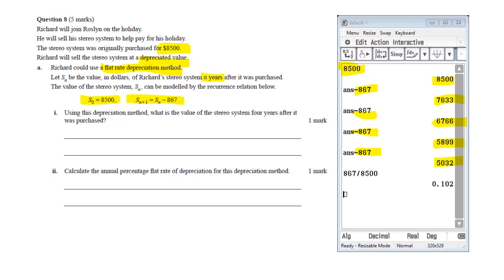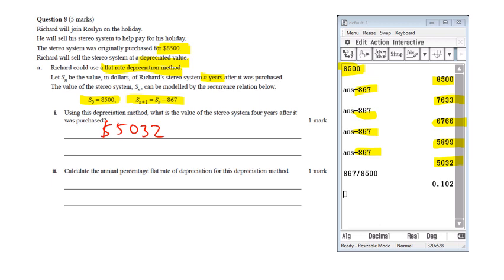What is the value of the stereo system 4 years after it was purchased? Well, that's quite straightforward. It is that last value, which is $5032. Now it says calculate the annual percentage flat rate of depreciation for this depreciation method.